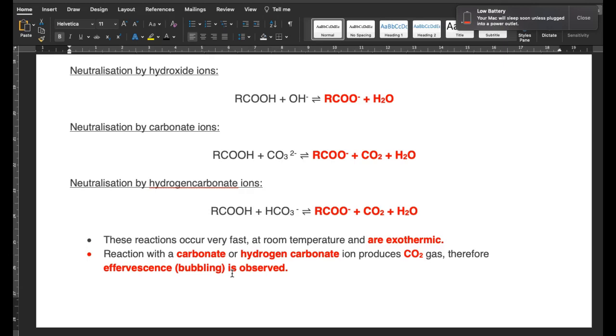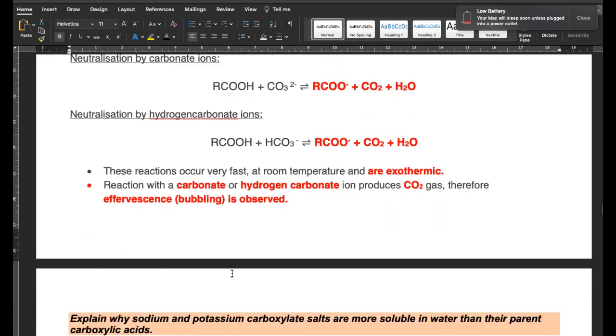So as we go through, you should be building for yourself a little toolbox of tests that we could use in order to be able to distinguish what the different things that we're working with are. And so in this case, we could be adding in carbonate in order to see the presence of effervescence, because that would indicate that we have a carboxylic acid present.